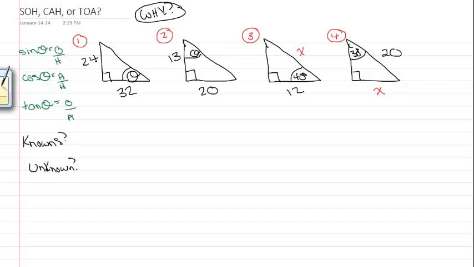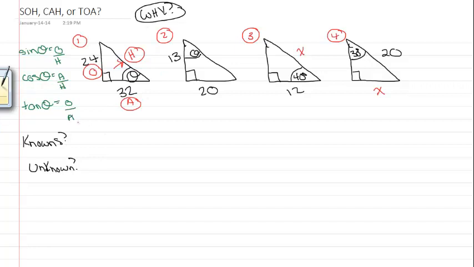So let's look at this first one. If we're solving for this particular angle, I'm calling it theta, then the hypotenuse is always across from the right angle of the triangle. However, the opposite and the adjacent depend completely on what angle you're looking at. So we're doing the sine, cos, or tan of an angle. So the opposite and adjacent are of that angle. So if I'm looking at this theta, then 24 is an opposite side, and 32 is an adjacent side.